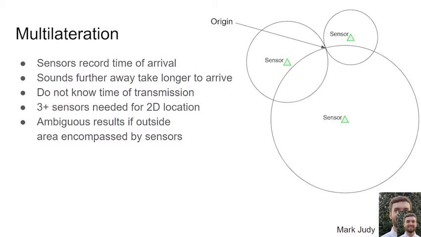3+ sensors are needed for 2D location, because if you had only 2 sensors, then it could be on one of 2 sides. 3 constrains that to a specific location. However, ambiguous results are given if the origin is outside of the area encompassed by the sensors, because we only know the relative time of arrival at each location.